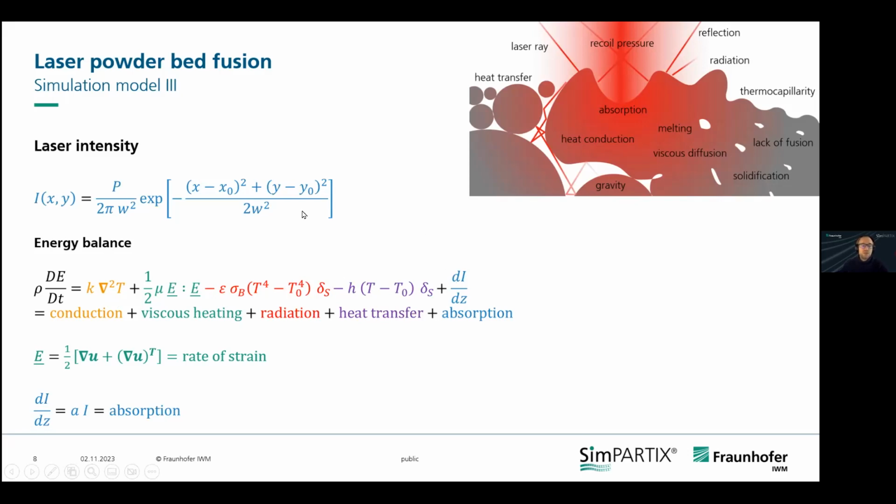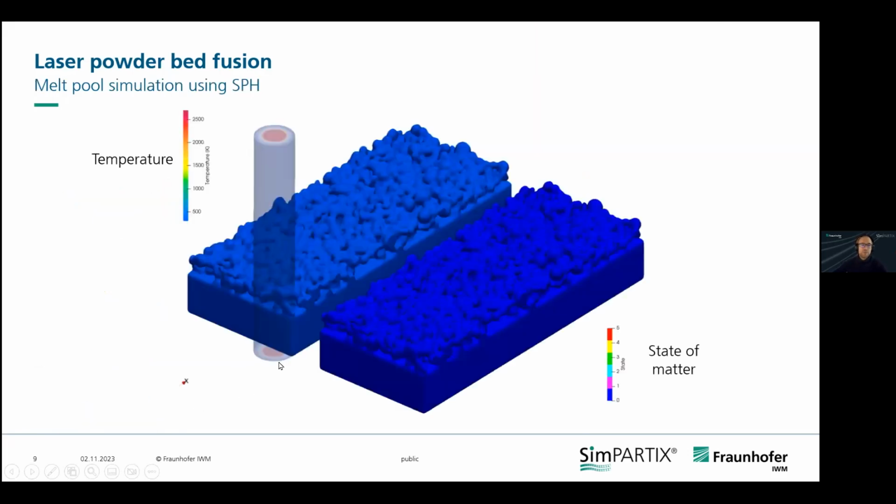And this is going to be the end of all the equations I'm going to show you. From now on, we only have videos. So rate of strain, just to finish, and absorption, pretty straightforward. Let me give you a demonstration of how it looks.